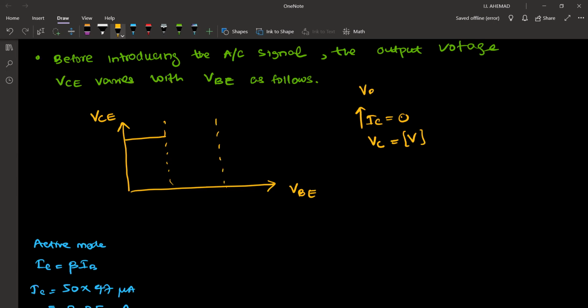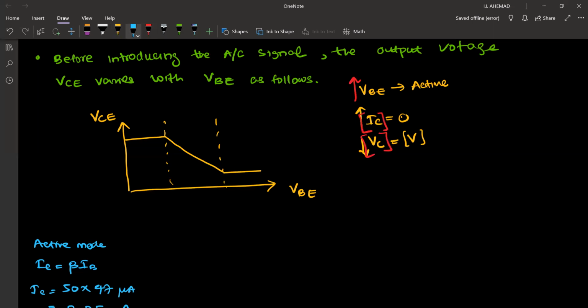when VBE is in the active region, okay? It is in the active region, then IC starts to increase, VC starts to decrease. Therefore, VCE decreases. And once saturation is reached, even when VB increases, IC remains constant. During that, VC will remain constant. So it remains constant. Is that idea clear?